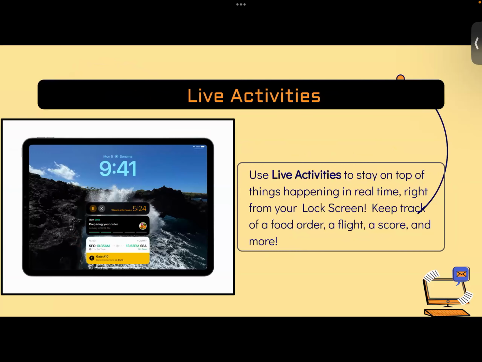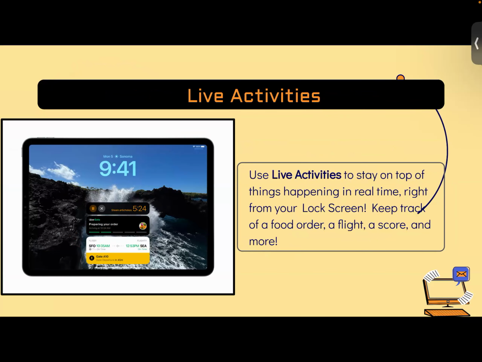All right. Next up is live activities. If you set something like a timer, you'll be able to see it in the control center or the notifications on your iPad. It's called live activities. You use them to stay on top of things happening in real time right from your lock screen. Keep track of a food order, a flight, a score, and more.